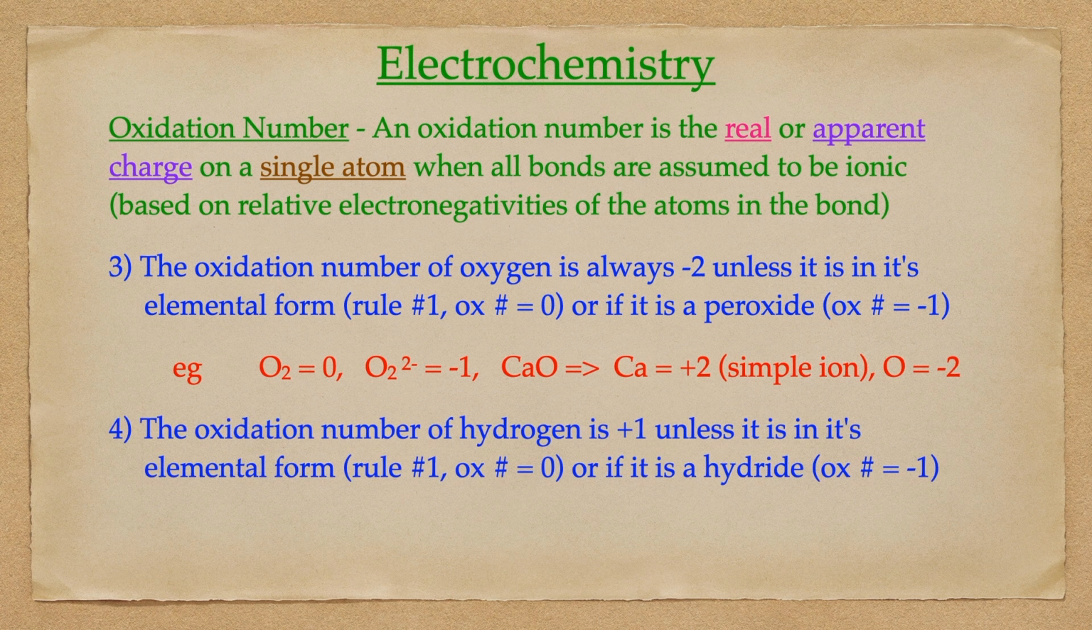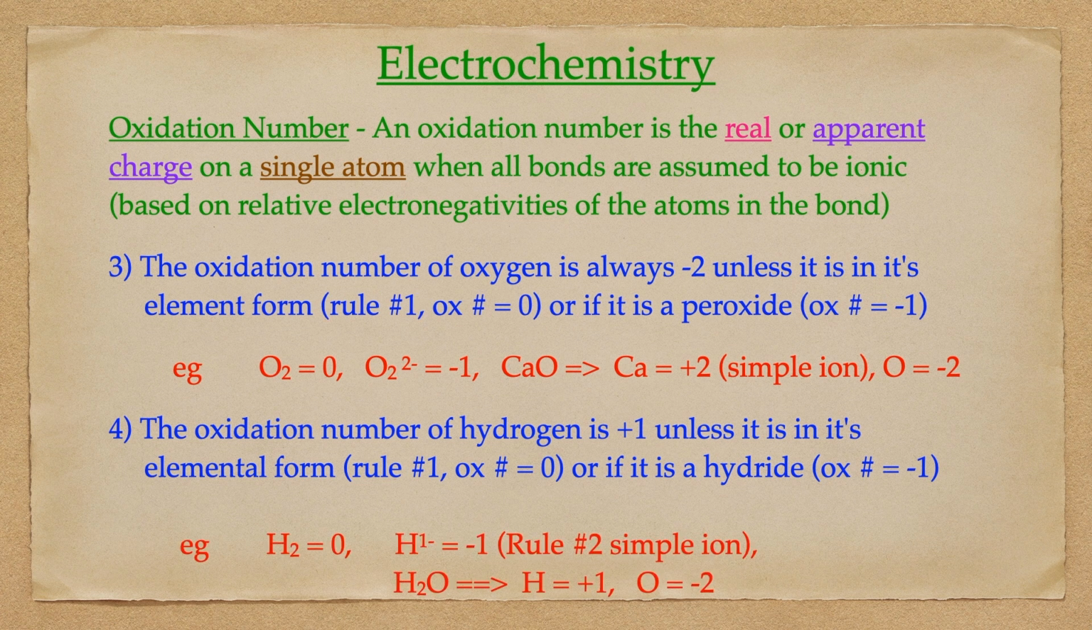Our fourth rule involves hydrogen. The oxidation number on hydrogen is always assigned to be plus 1 unless it's in its elemental form, again, according to rule 1, or if it's a hydride, which is a simple ion of minus 1, in which case its oxidation number would also be minus 1.